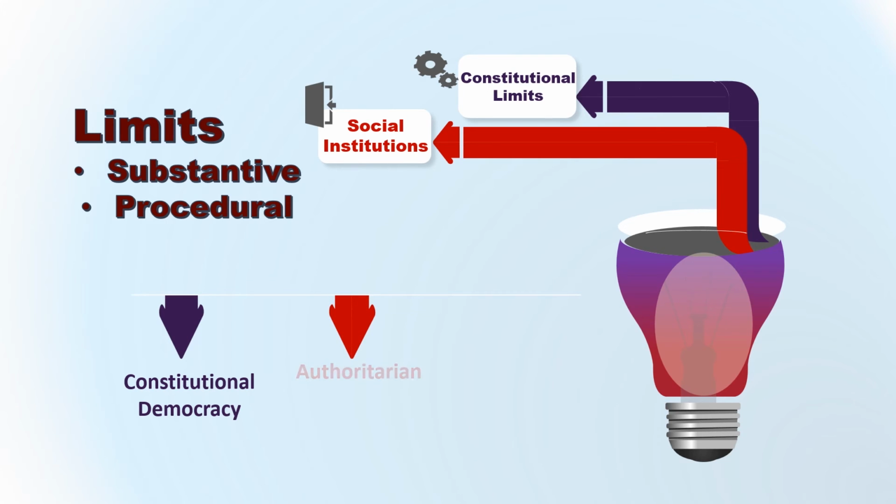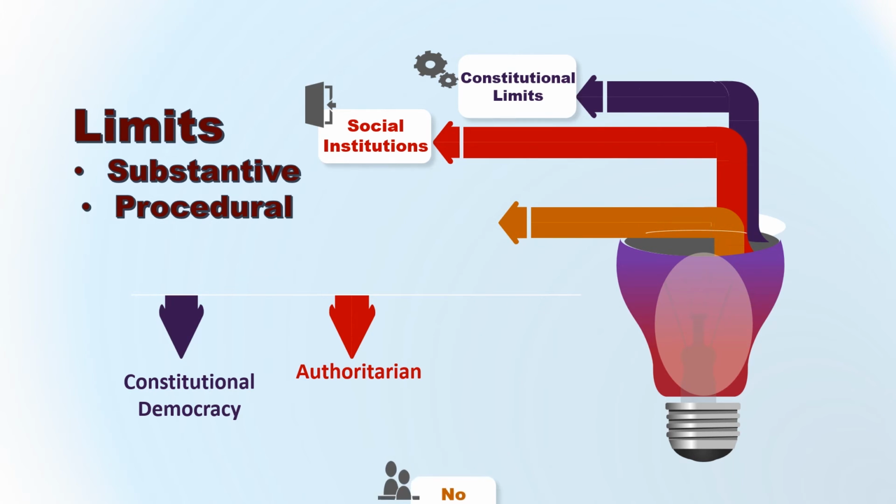Totalitarian governments have no legal limits placed on the government's power, and the government seeks to eliminate other social institutions that might challenge it. Thus, there are no legitimate challenges.